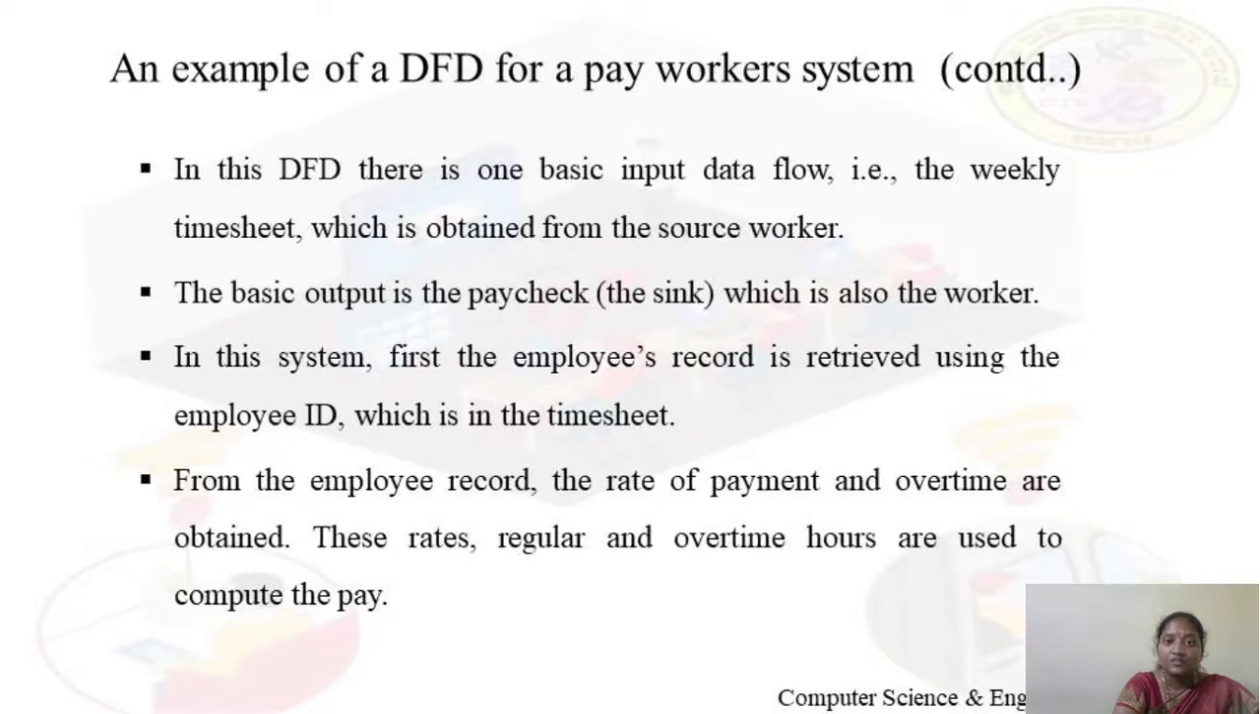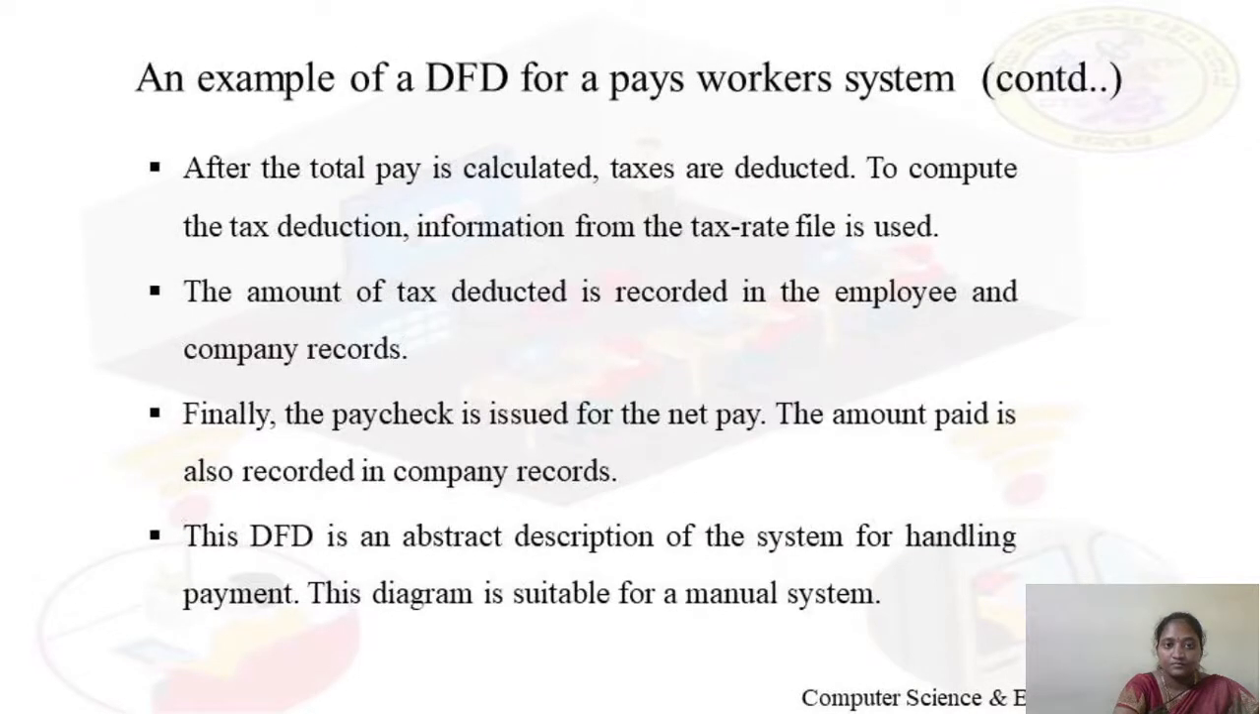In this system, first the employee's record is retrieved using the employee ID which is in the work timesheet, and each employee ID should be unique. From the employee record, the rate of payment and overtime are obtained. These rates, regular and overtime hours are used to compute the pay of the workers. After the total pay is calculated, taxes are deducted. To compute the tax deduction, information from the tax rate file is used.